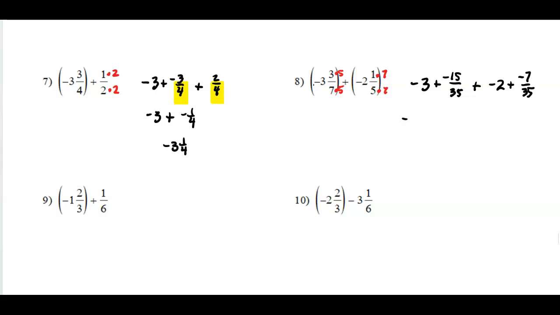Let's put the whole numbers together. Negative 3 plus negative 2. Let's put the fractions together. Plus negative 15 over 35 plus negative 7 over 35. Since I have common denominators, I'm going to be able to add those and keep the denominator. Negative 3 plus negative 2, that's SSAK, so that's negative 5. Negative 15 plus negative 7, that's SSAK, negative 22 over 35. They're both negative, so I get to put them together. I get negative 5 and 22 over 35.